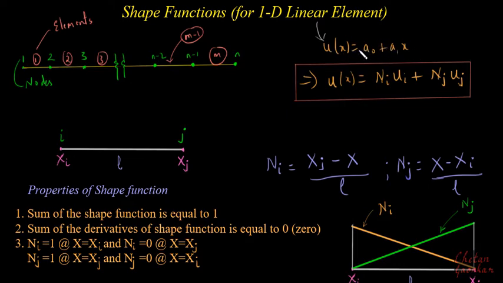using the linear polynomial function. So this was the polynomial function which we had assumed, and then in the process of deriving this displacement model, we came across two important things, that is Ni and Nj, and they are called the shape functions of 1D linear element.